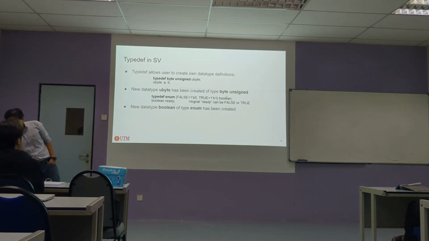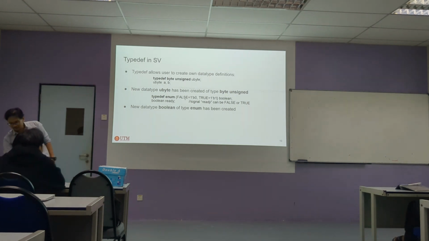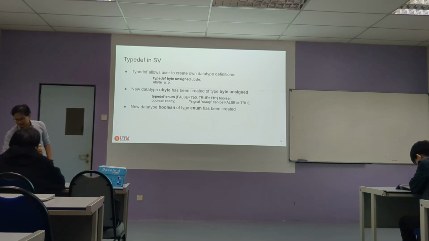Okay, Boolean typedef enum. You can also have a typedef enum false, true, Boolean. So the new data type is called Boolean. Okay, Boolean ready. So ready can be false. A new data type Boolean of type enum.